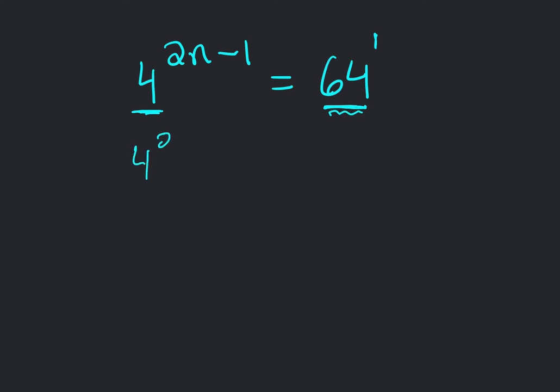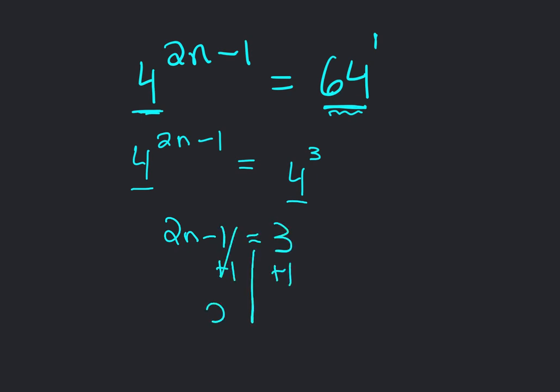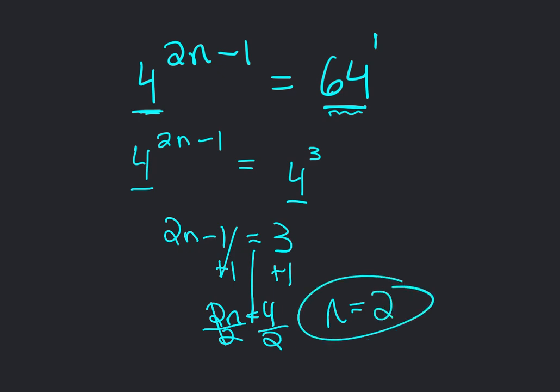So I've got 4 to the power of 2n minus 1 equals, well, I know that 4, let's see, 4 to what power is 64? 4 to the 3rd power is 64. I don't actually need those parentheses. I don't know why I put them there. Once the bases are equal, set your exponents equal. So 2n minus 1 equals 3. Add 1, add 1. So 2n equals 4. Divide by 2, divide by 2. So n equals 2.